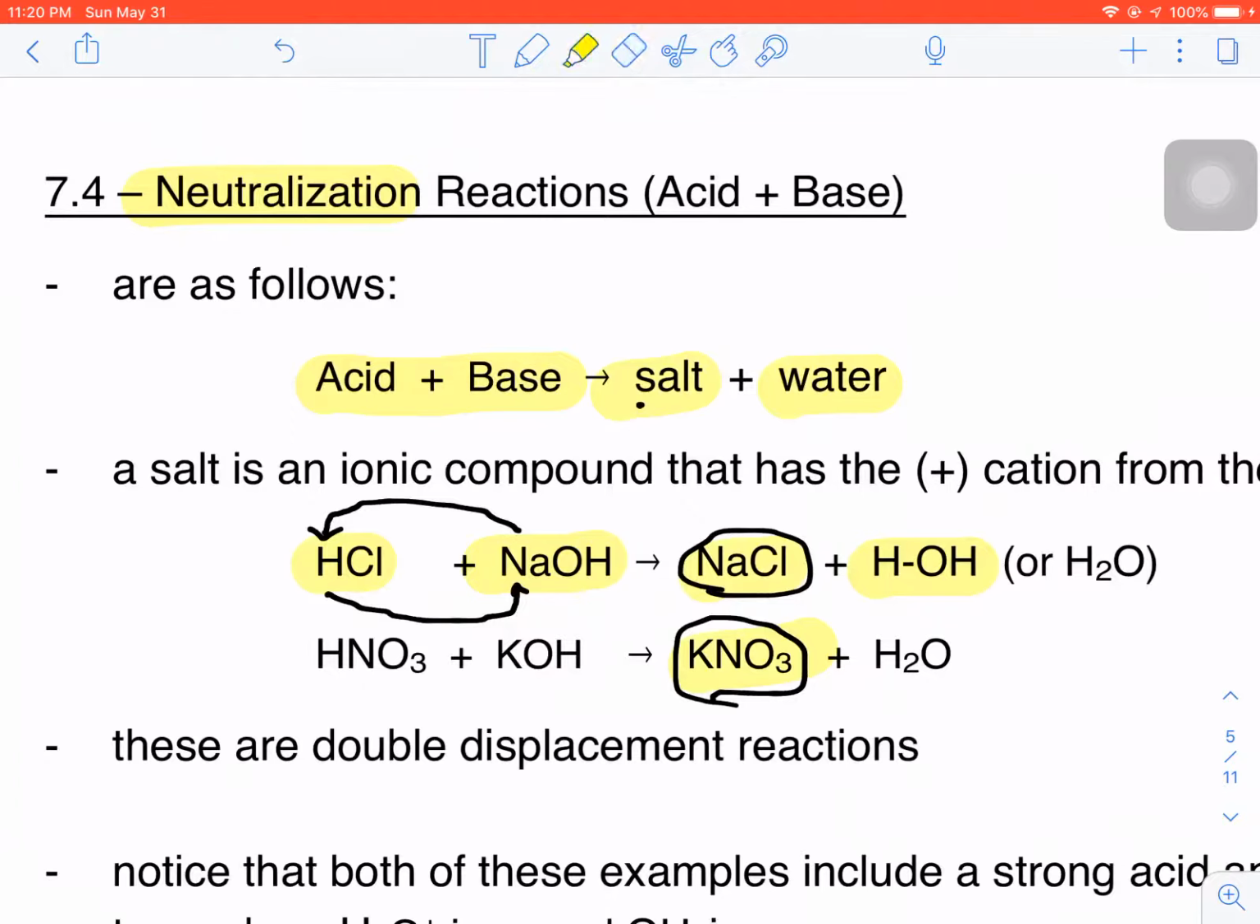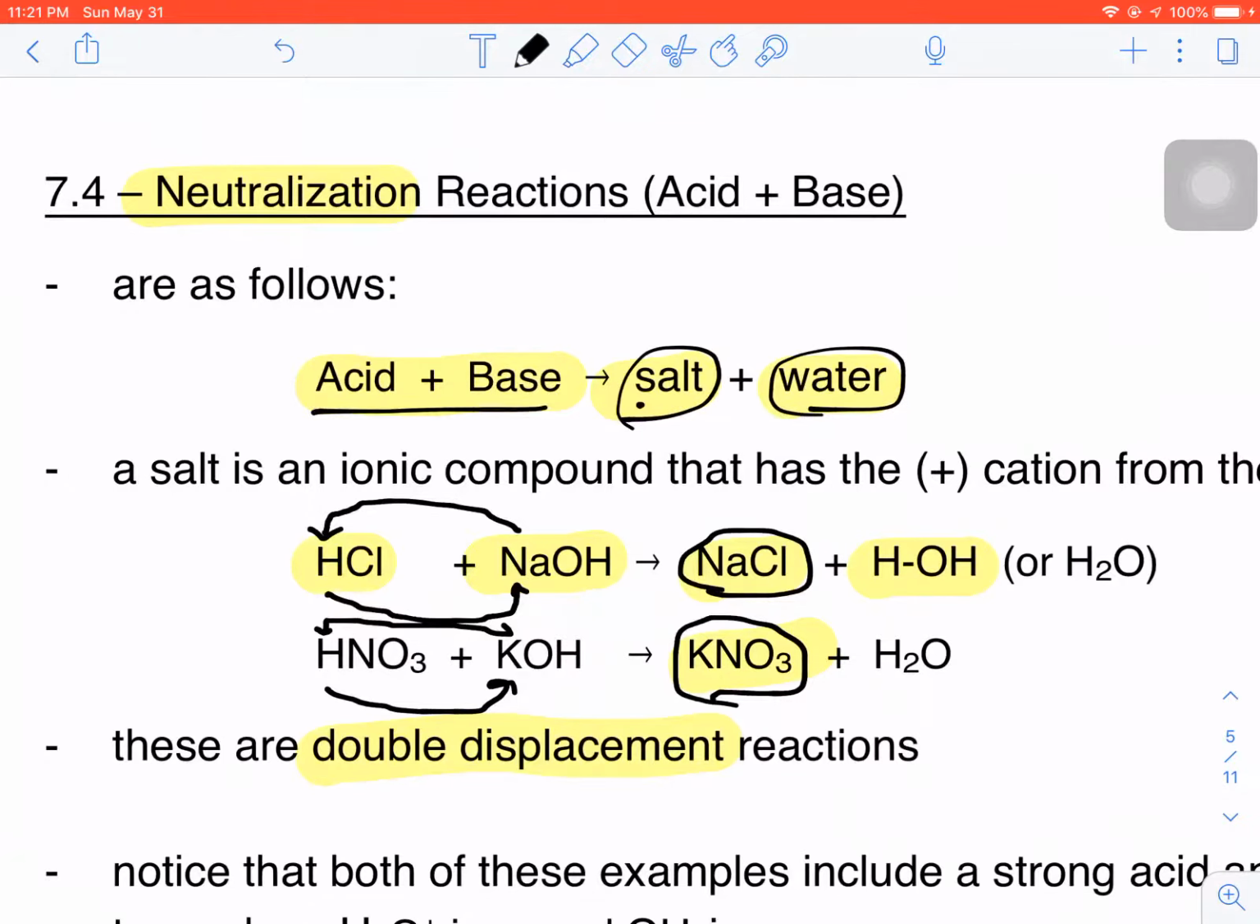Like I said, it is a double displacement reaction. As we've just seen, the hydrogen replaces the cation, the positive ion, on the hydroxide to make H2O, and that positive ion replaces the hydrogen to make the salt. Same thing here. Hydrogen replaces potassium, potassium replaces the hydrogen. So I get KNO3 and HOH, or water. Right, so we always get salt plus water.